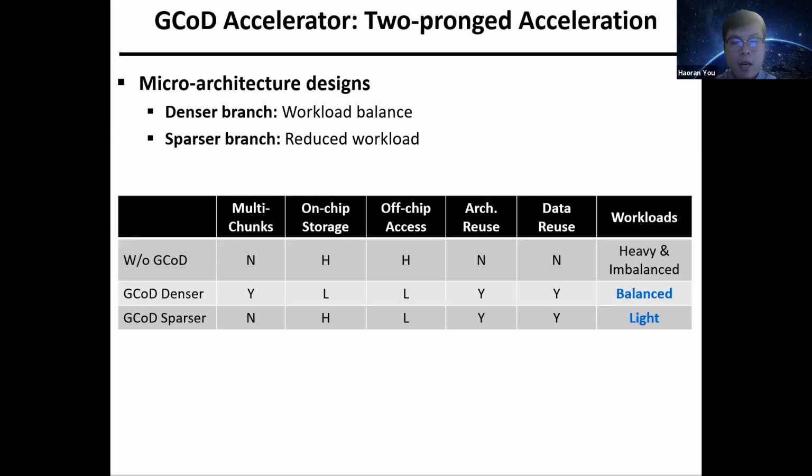We summarize the characteristics of the GCoD denser and sparser accelerators here. As compared to unoptimized designs, GCoD denser enjoys balanced workloads, while GCoD sparser enjoys light workloads. Also, GCoD denser leverages a multi-chunk architecture and requires more on-chip or off-chip storage. In contrast, GCoD sparser only has one subaccelerator and needs high on-chip storage to store the index information. All our architecture can be reused by the combination and aggregation phases.